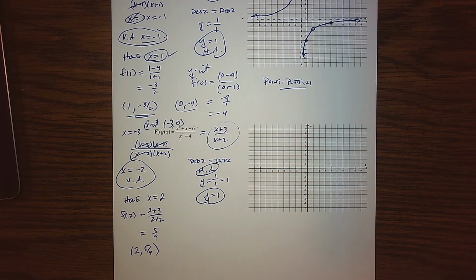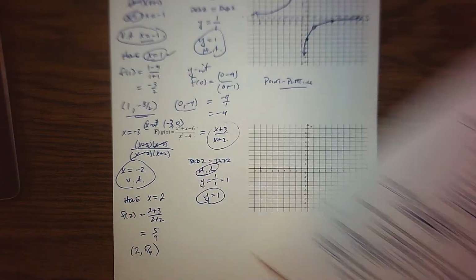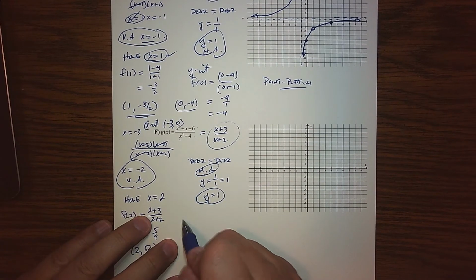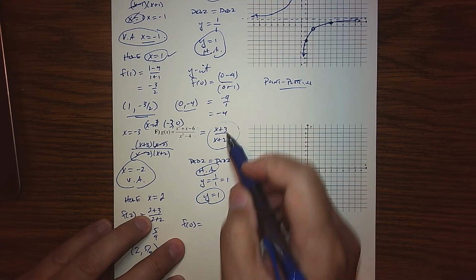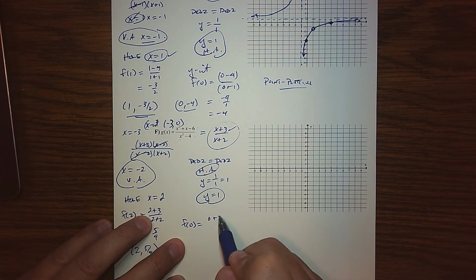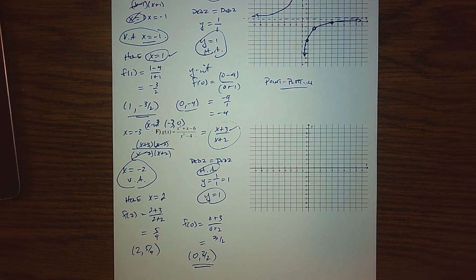And then what I at the very minimum do, step 4, is at least find my y-intercept. So when I find my y-intercept, we have f of 0. This is equal to, I'll do that in the simplified form, (0 plus 3) over (0 plus 2), we get 3 halves. So (0, 3/2) is our y-intercept. So hopefully that's enough information to put all of the graph together.